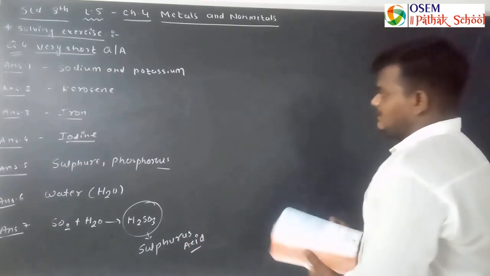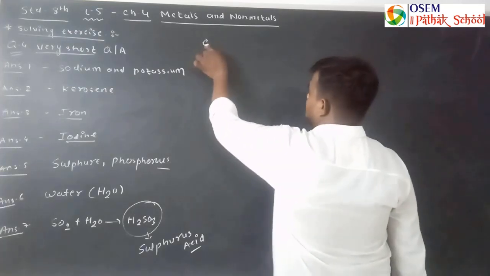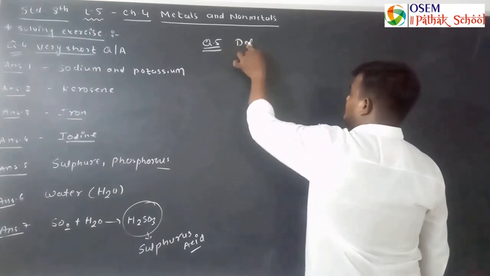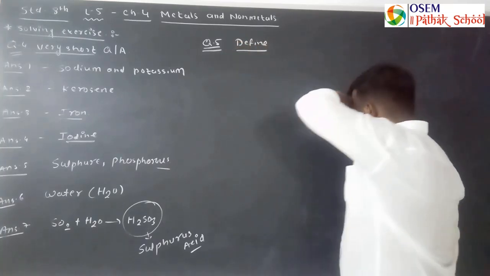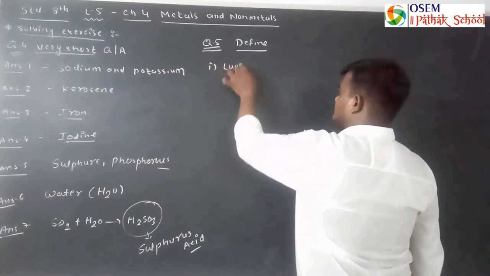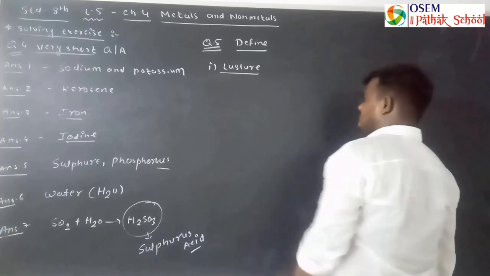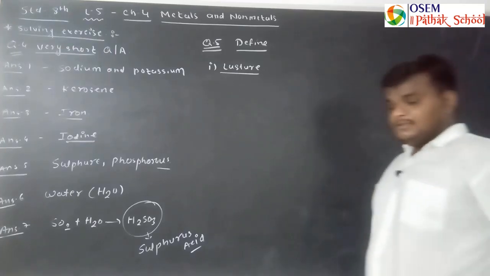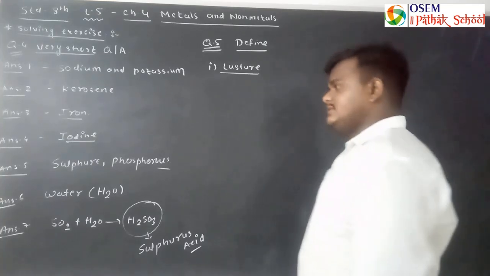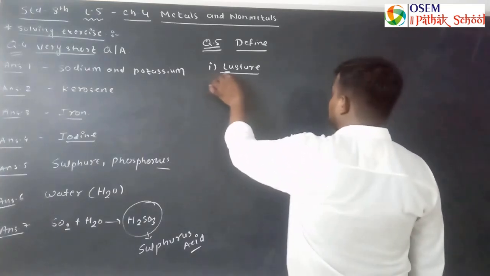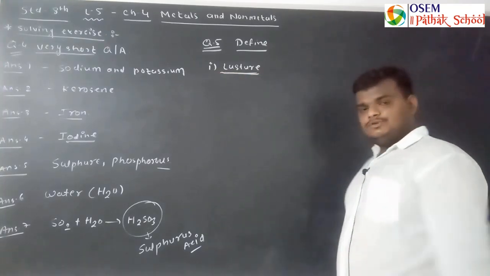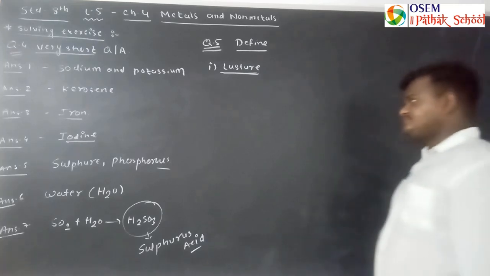Now another question that you have to define. Define the following. First is luster. What does luster indicate? I already discussed that some metals have a shiny surface, and a shiny surface is generally due to the lustrous nature. You can easily write this from your textbooks.